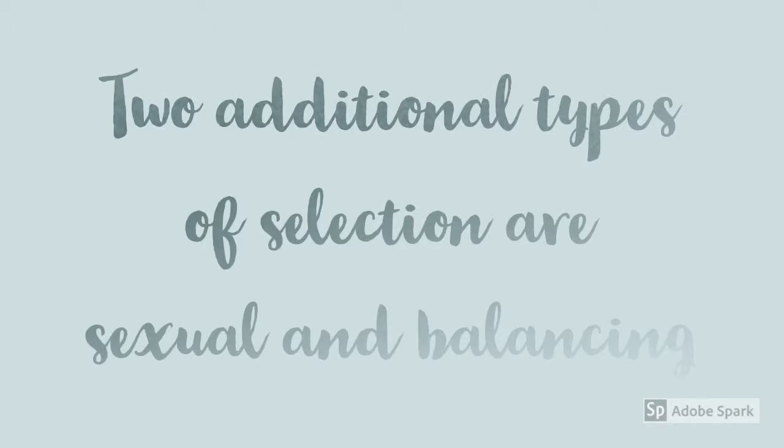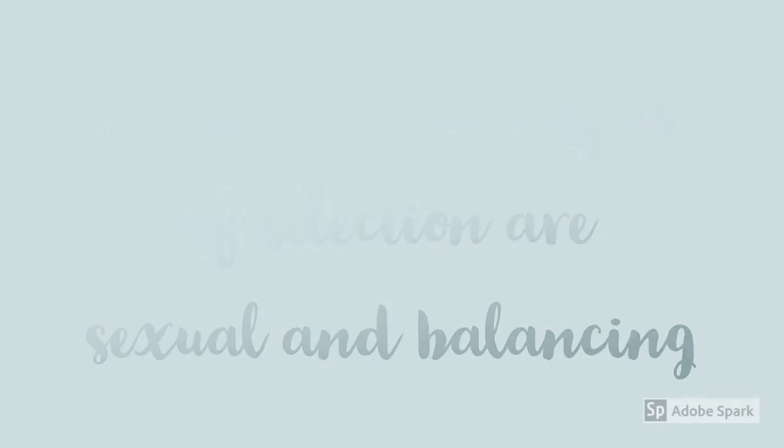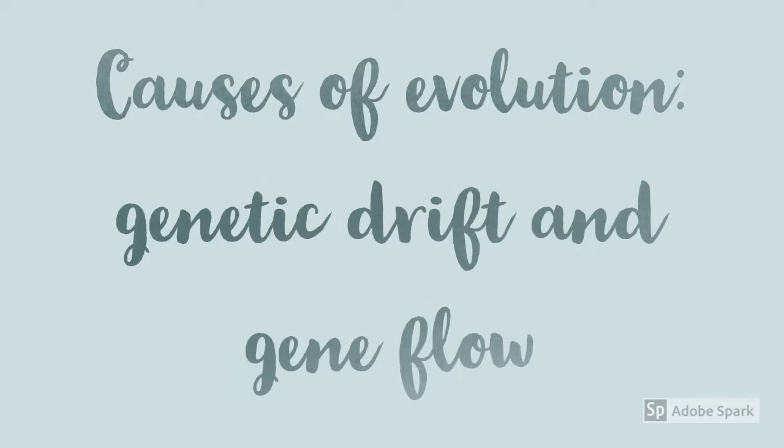Two additional types of selection are sexual selection, which is your mate choice, and balancing selection, which keeps two different alleles that have been shown as beneficial through the process of natural selection. Two causes of evolution include genetic drift and gene flow.